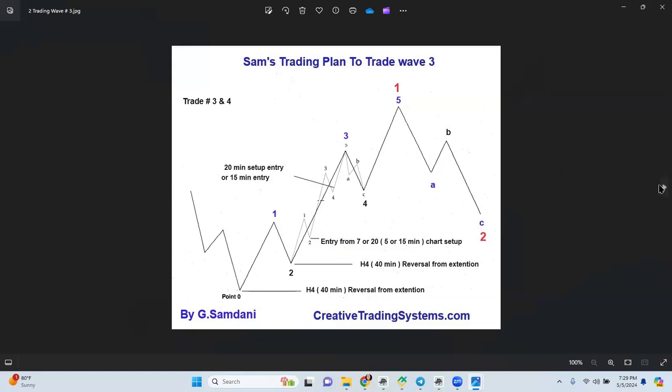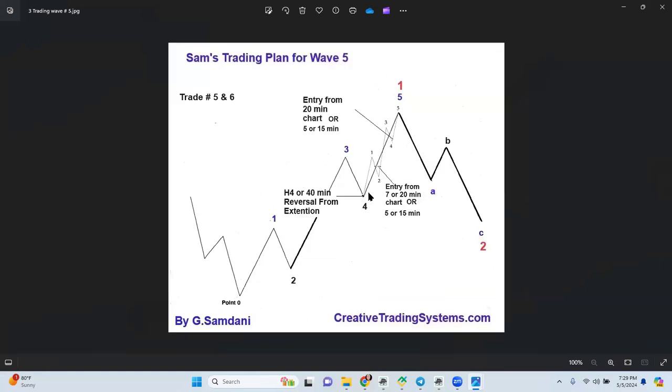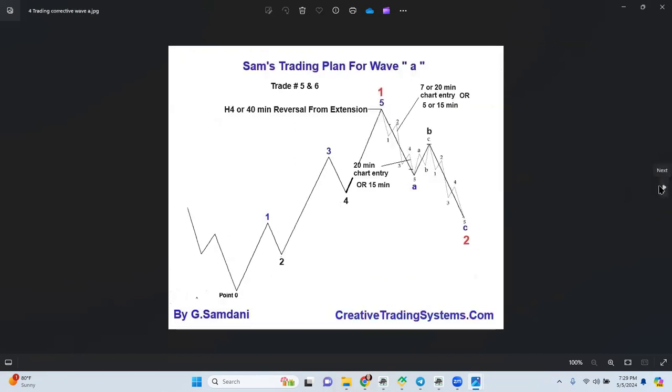After that, it retraces again for wave 4, and then the game starts for wave 5. Same thing again. Wave 5 also has 5 subwaves, right? So this is where you make an entry. The first entry is either from the 7-minute, or if the 7-minute doesn't give it to you, then the 20-minute, and then the second entry only if it shows up from the 20, not the 7. Dangerous, right?